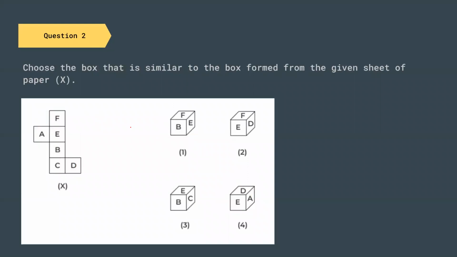Now let us go to this one. Again, we are given a 2D figure, and if we fold it, we are going to get a 3D figure. Let us imagine what kind of 3D figure we can get. One face will be C. This will be one face. Then this face will be B, because it is just behind this one.